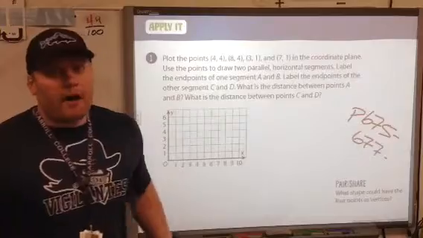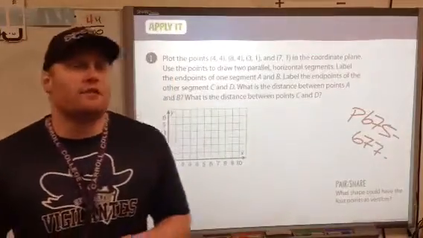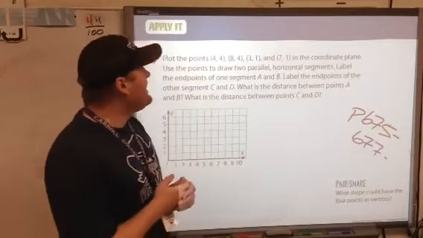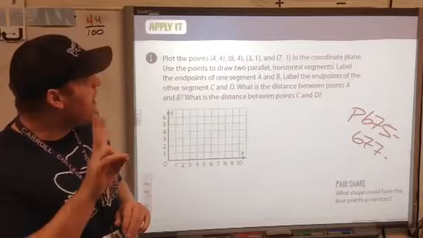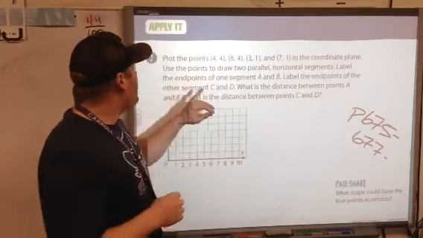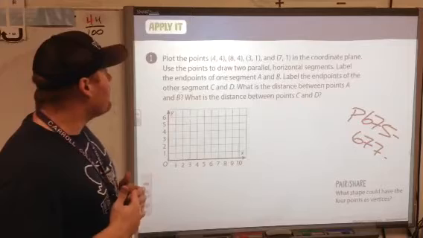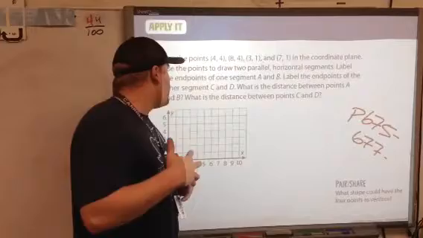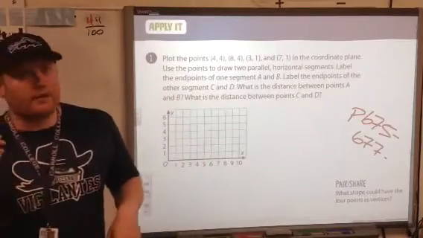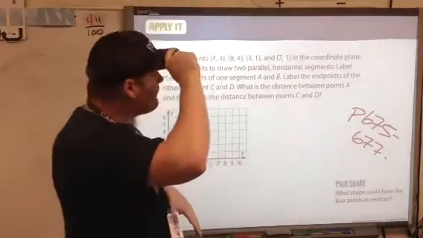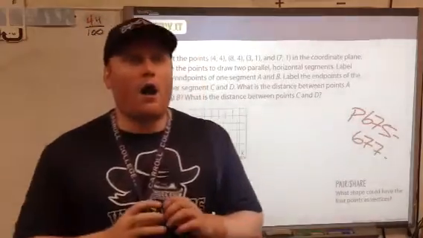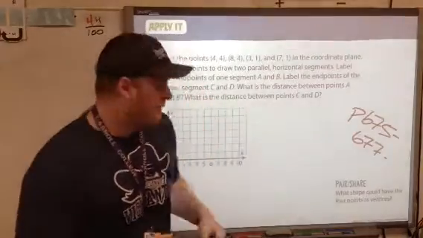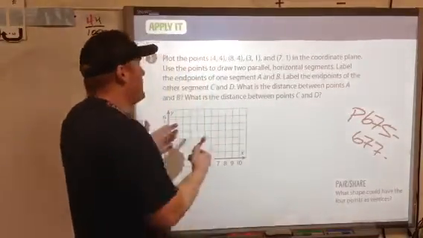First one's a really long one, but if you take it step by step, it's a little bit simpler than you think. It says, plot the points (4, 4), (8, 4), (3, 1), (7, 1) in the coordinate plane. Use the points to draw two parallel horizontal segments. Label the endpoints of one segment AB. Label the endpoints of the other segment CD. What is the distance between points A and B? What is the distance between points C and D? So it's like a six-step problem, but the way to simplify it is to break it up and do one step at a time. I'm going to plot these four points.